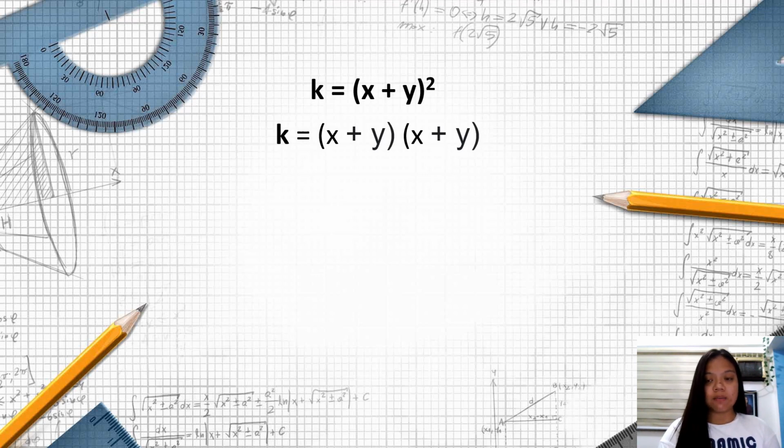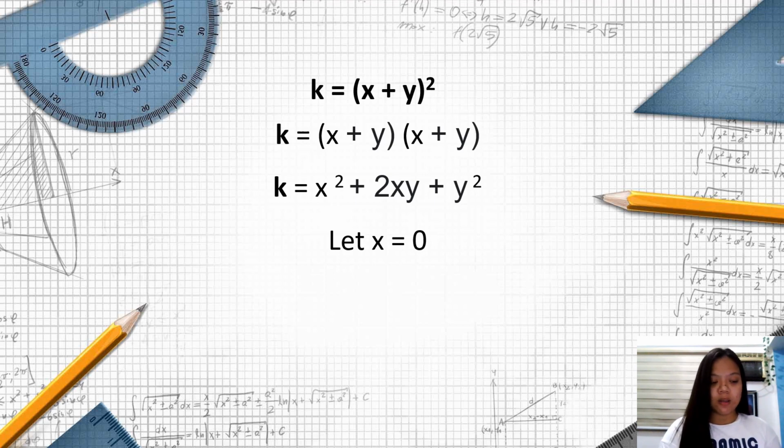Since they are the same, let's multiply it by itself. Then x times x will be x squared. Then x times y plus x times y will be 2xy. Then y times y is equal to y squared.